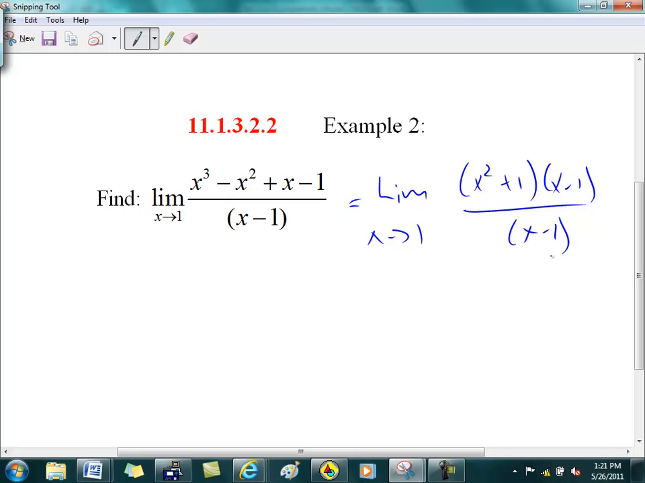I've changed the question. The first question was limit x goes to 3. This is a question limit x goes to 1. It's a different example. Example 2. The first one was example 1.